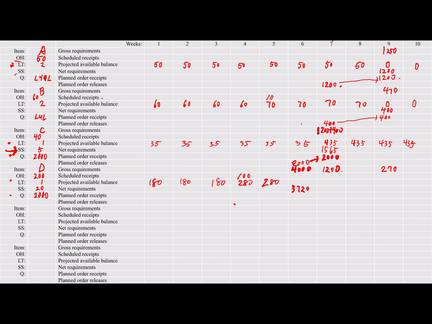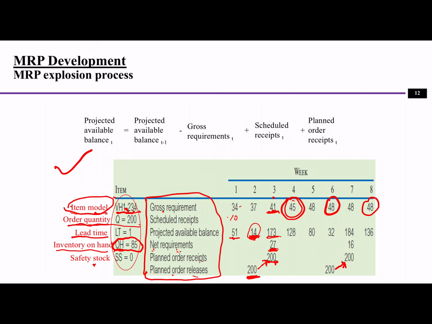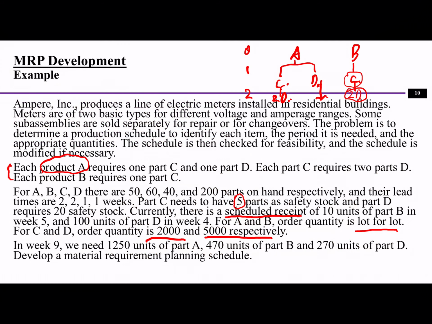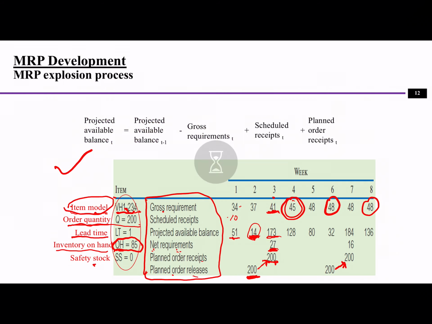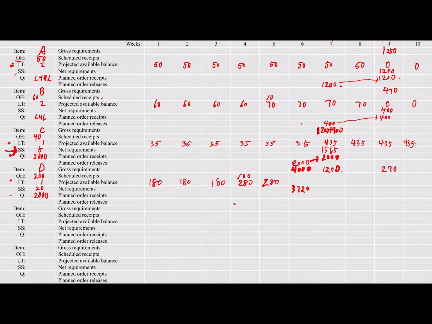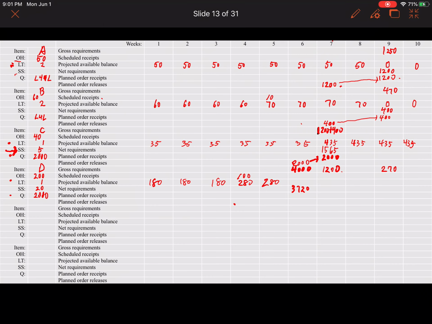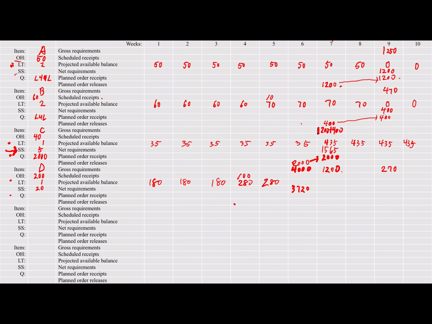Is it 2,000 or 5,000? It should be 5,000, the order quantity, I think. Oh, the order quantity is 5,000 for D. So you can see it's really easy to make mistakes. This is 5,000.